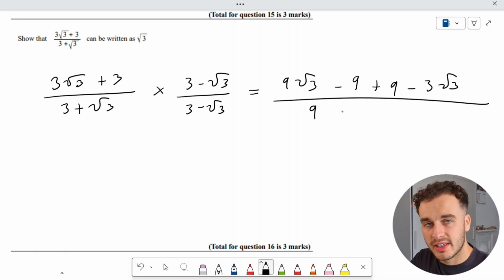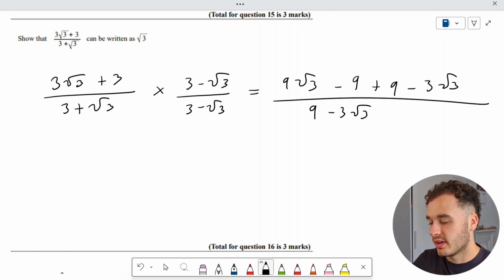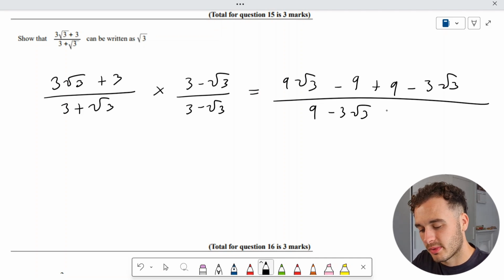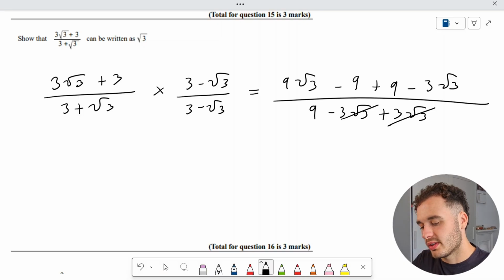And then you can see, hopefully by now, that the next two terms will cancel, because 3 times minus root 3 is minus 3 root 3, and then root 3 times 3 is 3 root 3, so they'll just cancel. And then root 3 times minus root 3 is going to be minus 3.